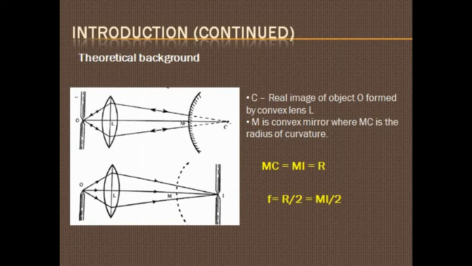Now to locate the position of C, the convex mirror is removed without disturbing the position of the object and the lens, and another needle is placed in the position of the image I of the object O formed by the lens L by using the parallax method. Therefore if MC is equal to MI is equal to R, then the focal length of this convex mirror will be half of this radius of curvature, that is MI divided by 2.